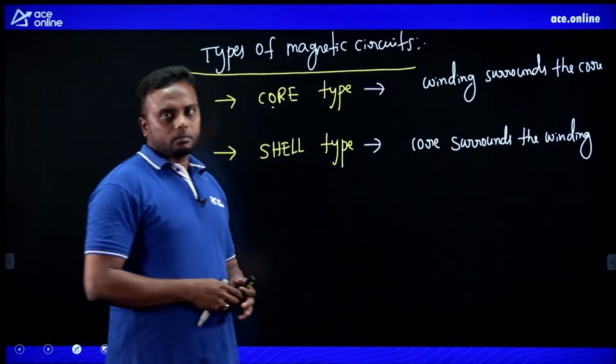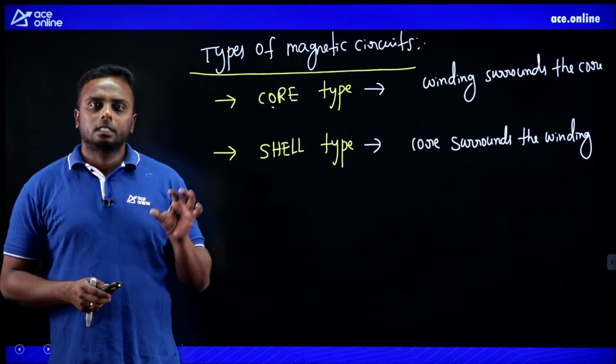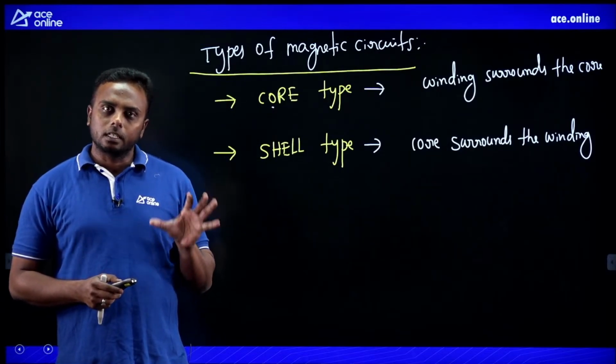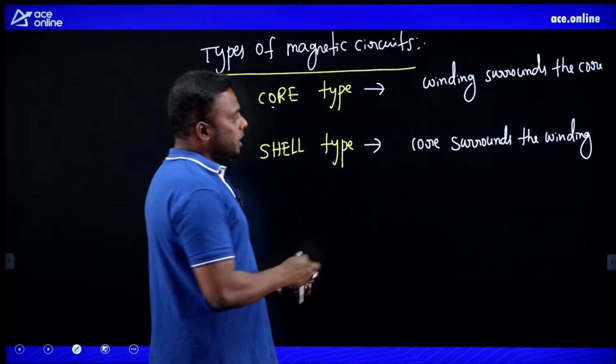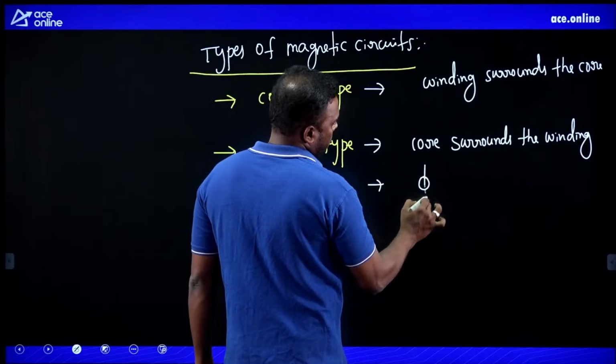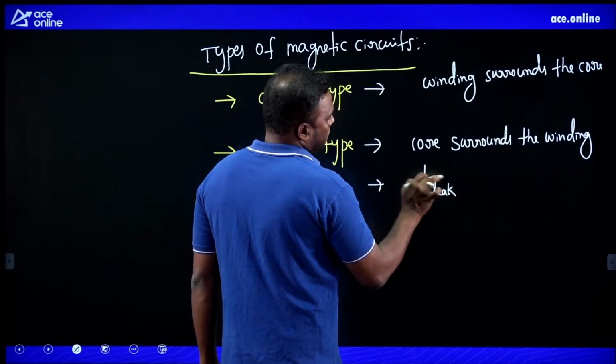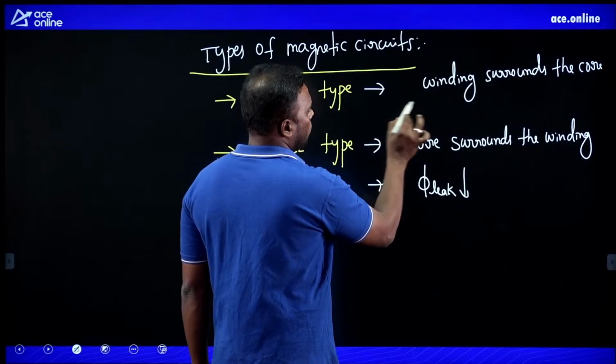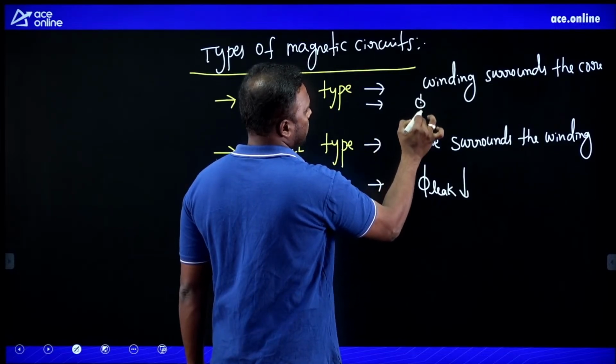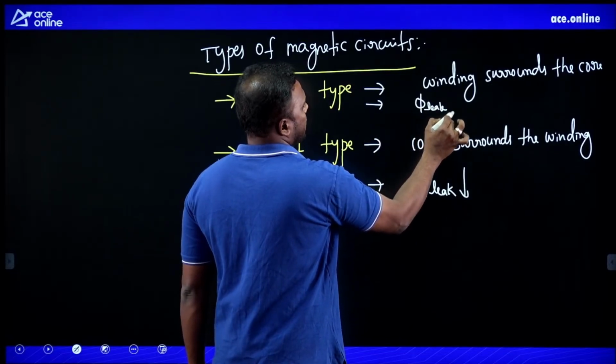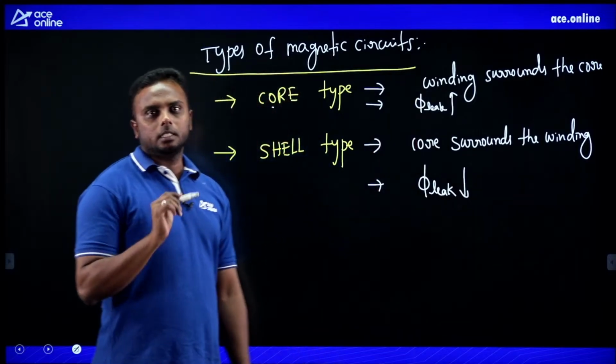Out of these two, in which type of magnetic circuit is leakage flux less? Core or shell? In shell type, we have less leakage flux, and in core type we have more leakage flux. So leakage is more in core, but leakage is less in shell.